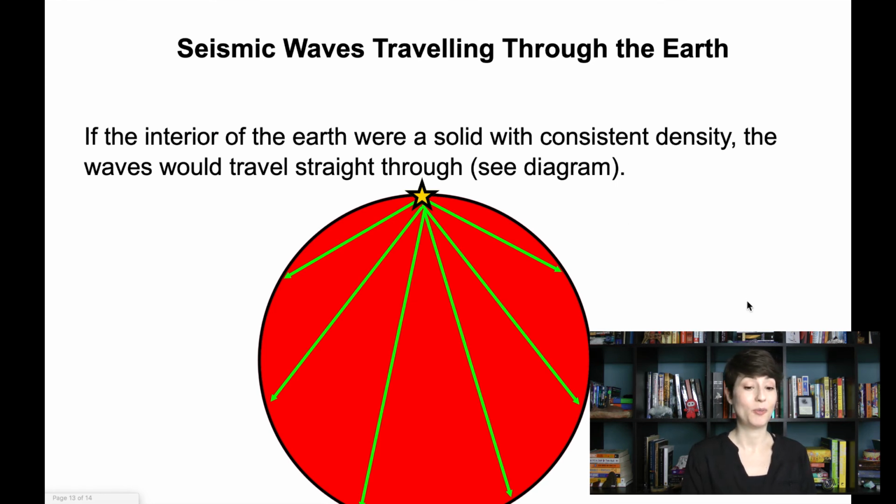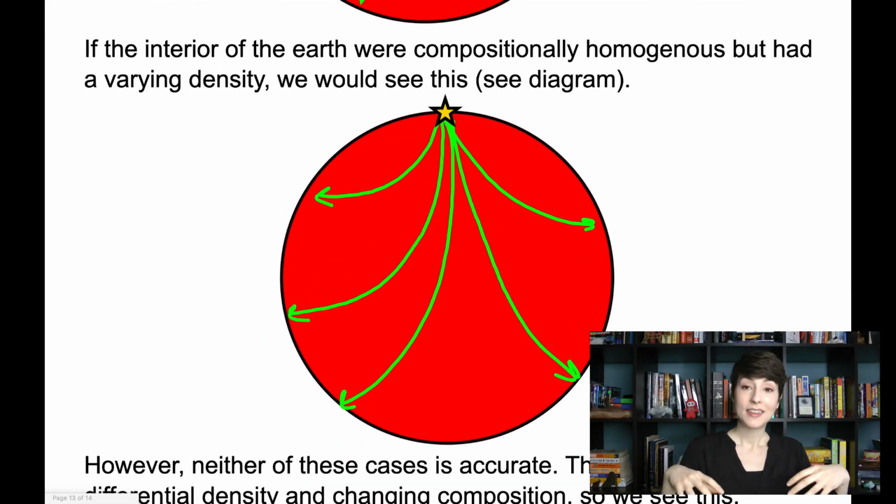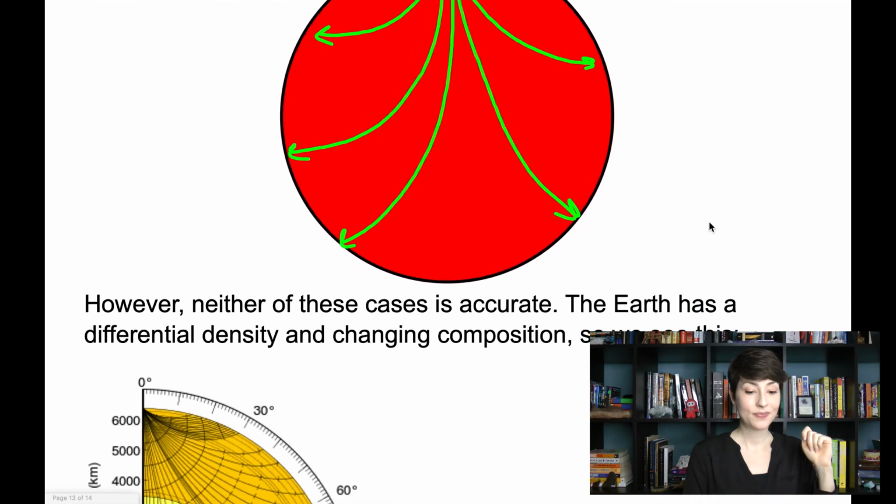If the interior of the Earth were made of only one type of solid, we could expect all of the seismic waves to travel in perfectly straight lines, just like in this diagram. Of course, we know that's not the case. If the interior of the Earth were made up of something that had the same composition, but just got more dense as you got to the center of the Earth, seismic waves would travel like this. They would undergo refraction. As they got deeper, they would refract away from the normal until they eventually hit the surface again. This is also not the pattern we see when we look at seismic waves traveling through the Earth. Therefore, this isn't what the Earth looks like on the inside.